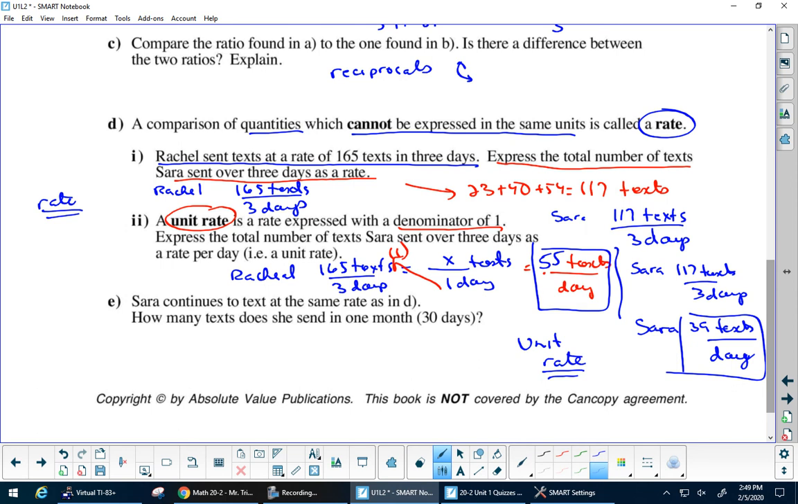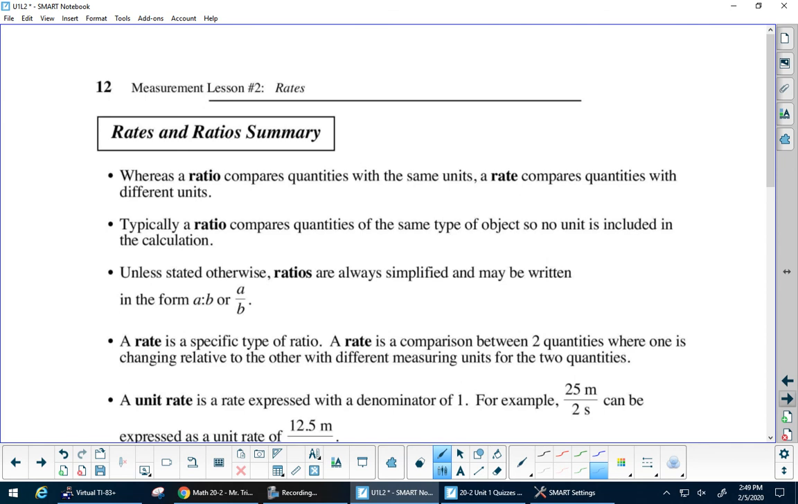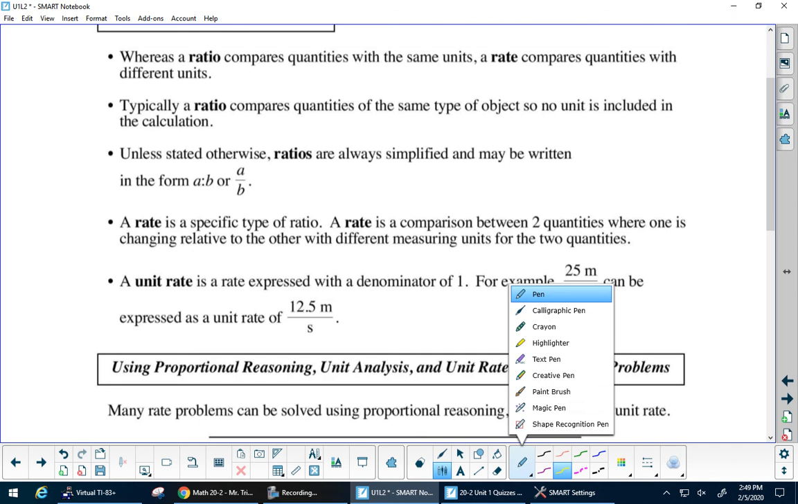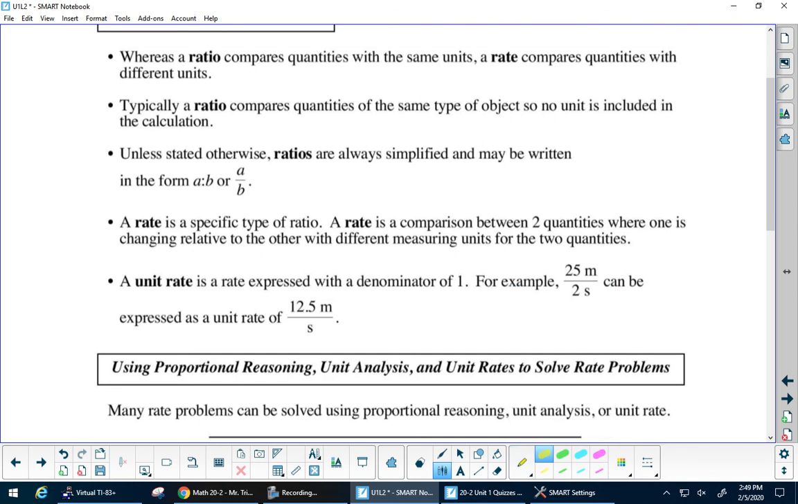Okay, so let's just sum it all up. What did we learn here? Maybe you didn't learn anything. Maybe like, I've known this so long, you're wasting my time. Okay, now, a ratio, I'm going to show off and get my highlighter out. A ratio compares quantities with the same units. A rate compares quantities with different units.